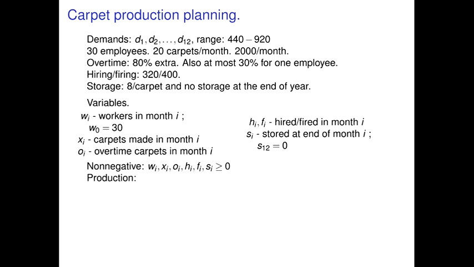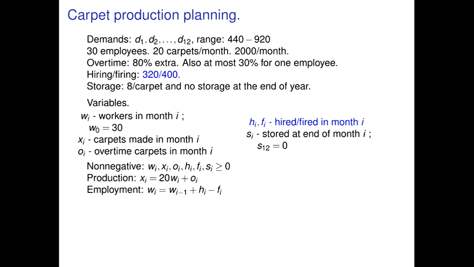Production. What does your production have to be? Your workers are working, and each worker can make 20 carpets per month, plus however many carpets you make total using overtime. O_i is a number of carpets instead of a fraction of workers. You can do this in different ways, but that's how we did it. So now employment: how many people do you have working for you each month?